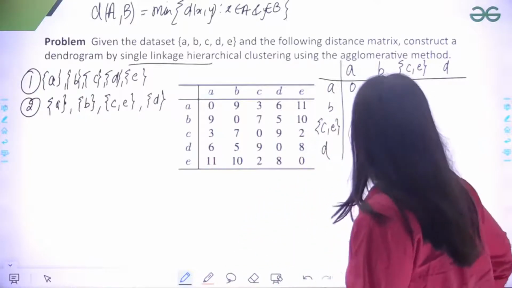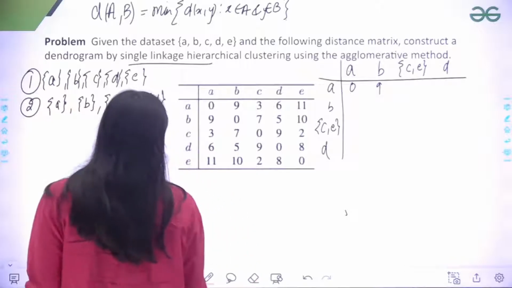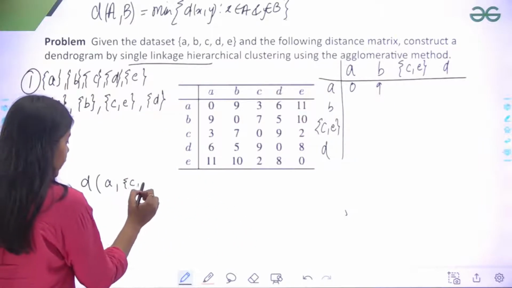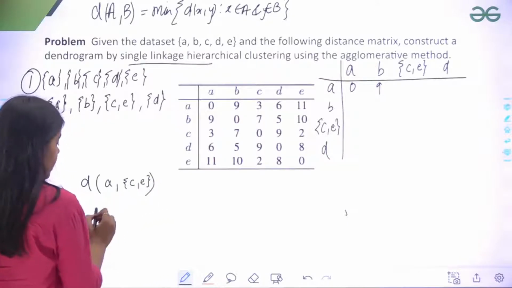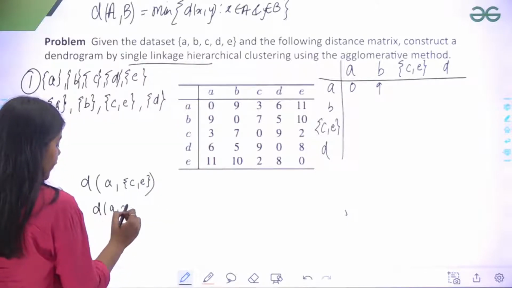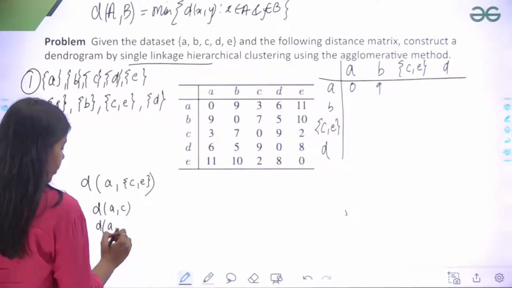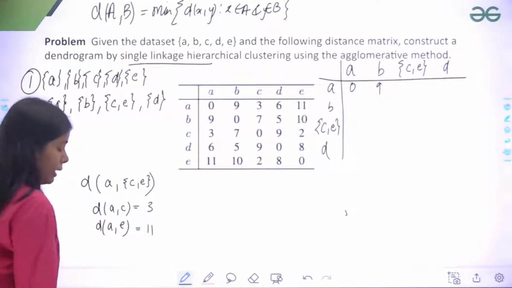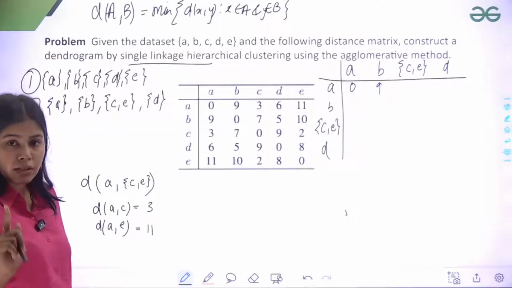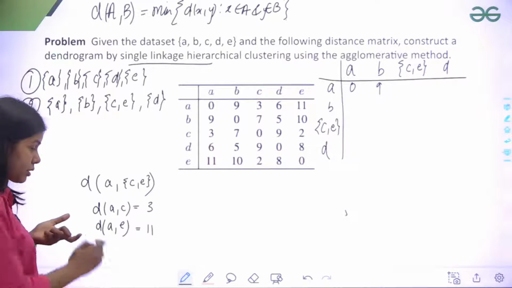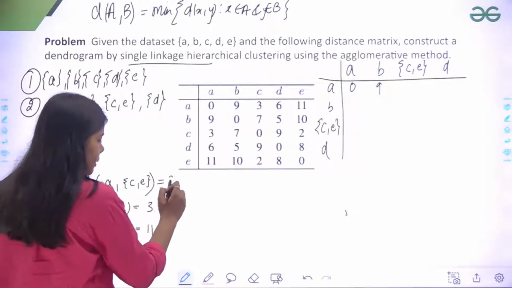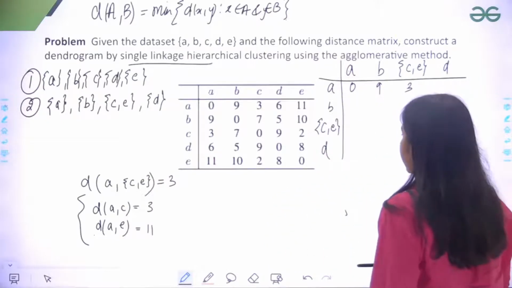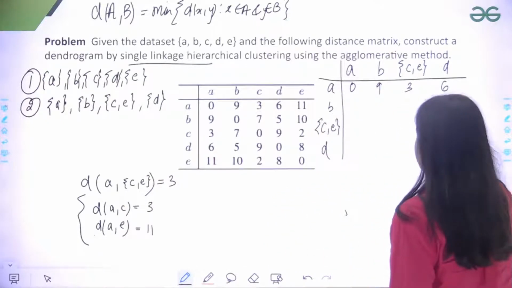3. Shalini is telling me that distance of A with C is 3. So what I have to find out is the distance of A with C comma E. So what would I do? I'll find the distance of A comma C and the distance of A comma E. Distance of A with C is 3 and distance of A with E is 11. In complete linkage clustering, if you remember, we took the maximum distance out of these two. But here I'll take the minimum distance. So this distance is 3. I'll write down 3 here. Now distance of A with D is 6.